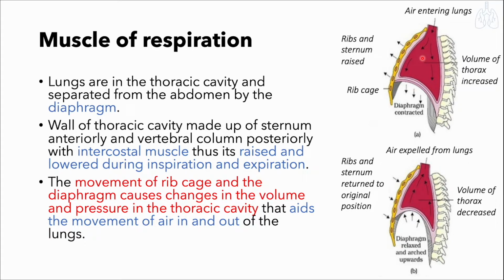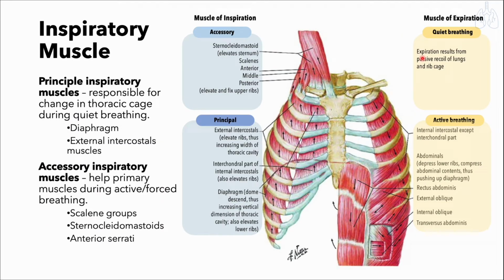Okay, cara kita bernafas during quiet breathing is actually the air tu is going in and out from your lungs due to the expansions of the thoracic cavity. Okay. Alright, so these are the inspiratory muscles, muscles of inspiration. So we have the principal muscles as well as the accessory muscles.